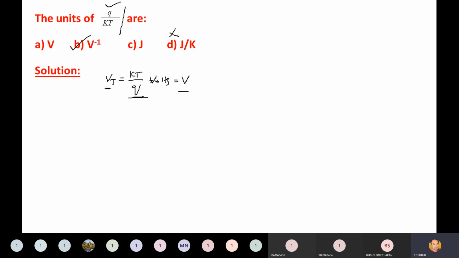But what is asked in the problem? Q by KT. So that is equal to how much? 1 by V. That is equal to V inverse. Last time, 2 years back, they asked this in the GATE exam. Q by KT is V inverse. Simple answer. Next. So please concentrate even on units also. Units are very important for us. Sometimes they may ask units also.